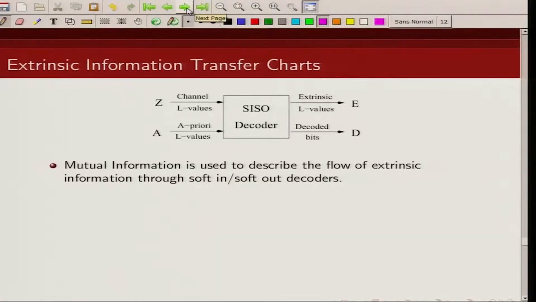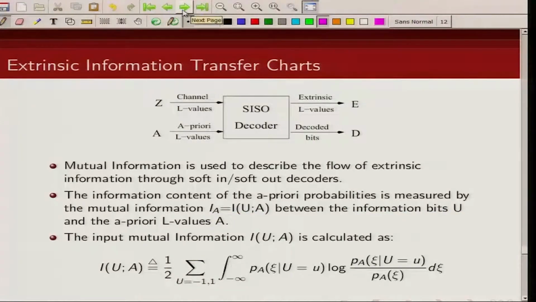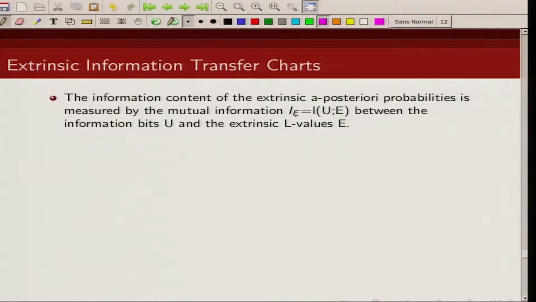The third method which was proposed is based on mutual information. So, mutual information was used to describe the flow of information through this soft input soft output decoder. There were two quantities which were described here. Basically, one was this input mutual information, which is the mutual information between the information bits and the a priori value, and the second term which was defined here was the extrinsic mutual information, which is the mutual information between the input bits and the extrinsic values.